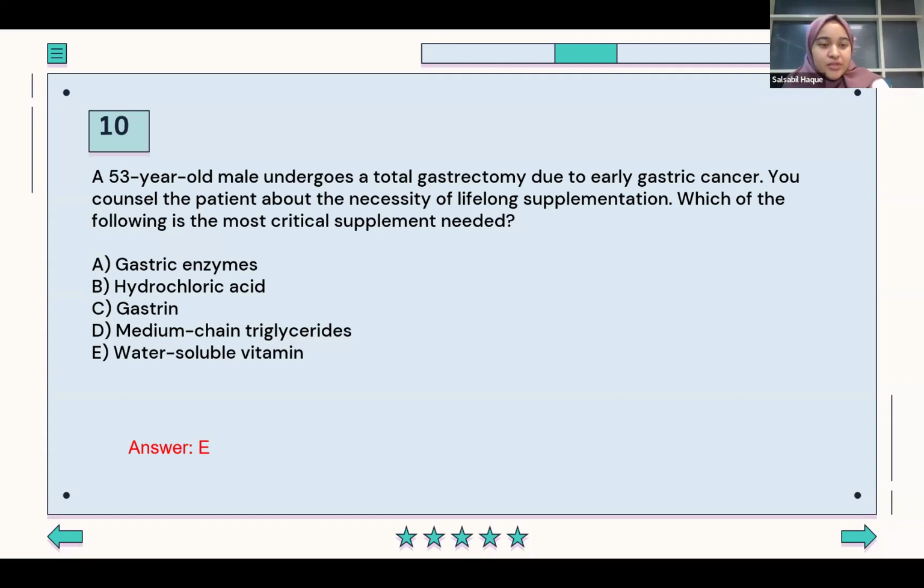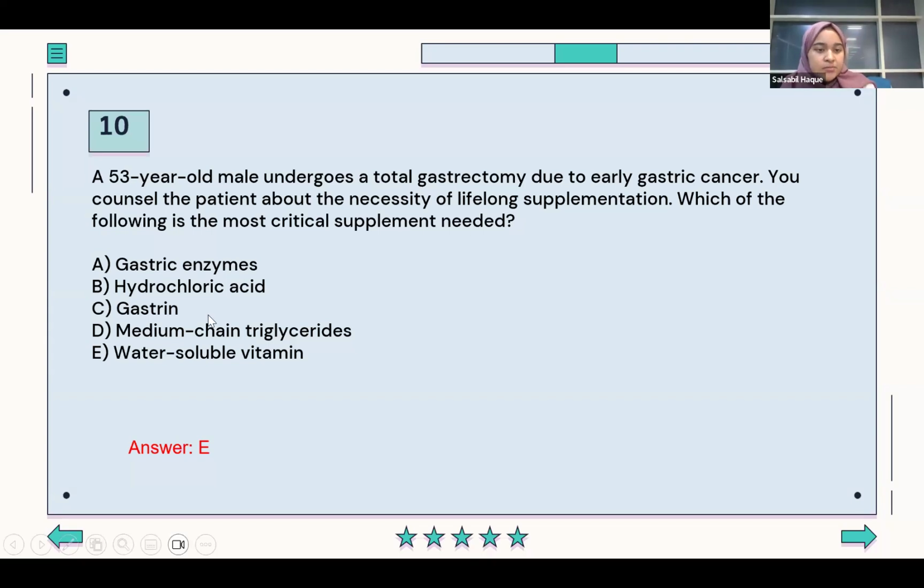Okay, so here, gastrectomy means removal of the stomach because of gastric cancer. And here, water-soluble vitamins, specifically vitamin B12, are very important to be supplemented in such a patient because of the decrease of production of intrinsic factor, which is normally produced by parietal cells in the stomach. All right? And that's it.